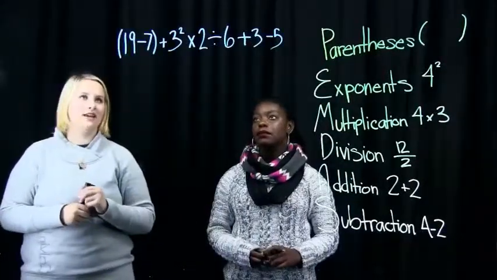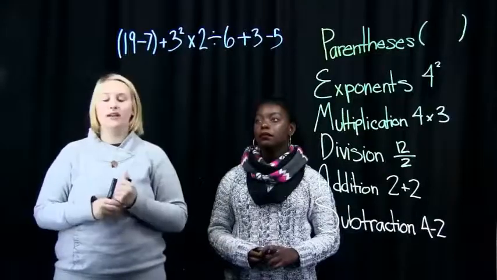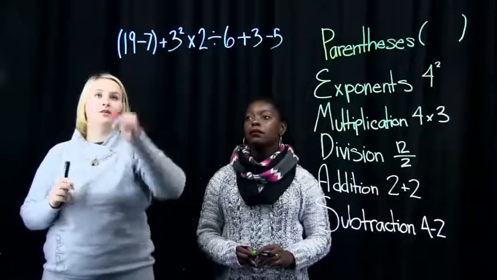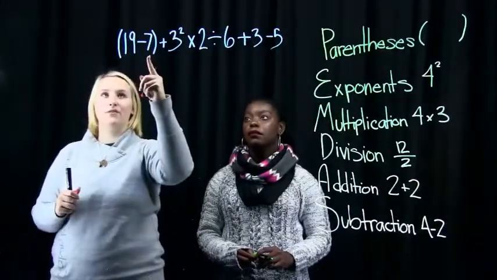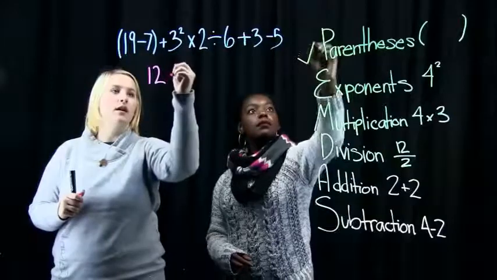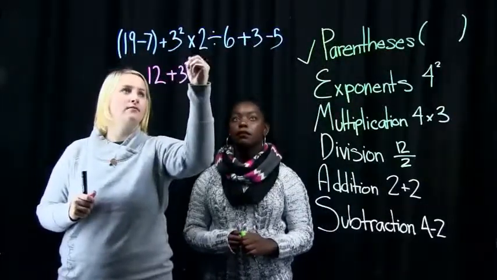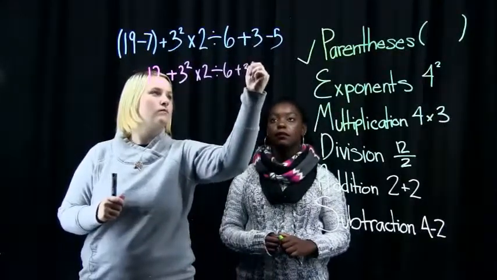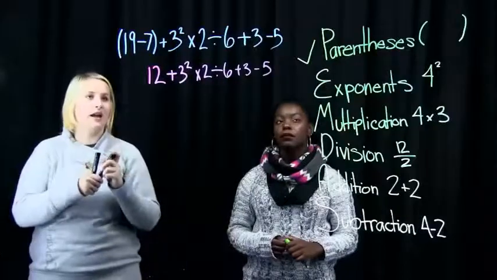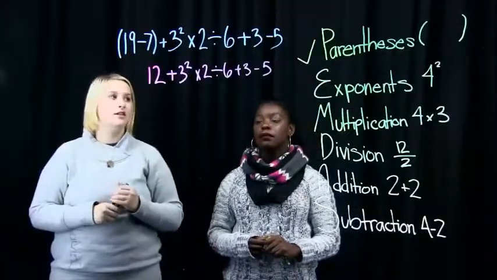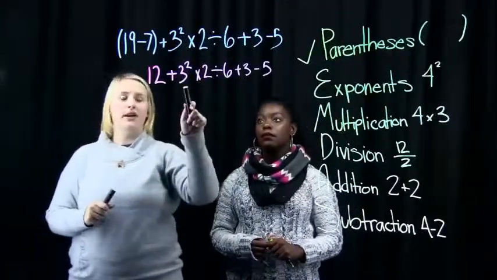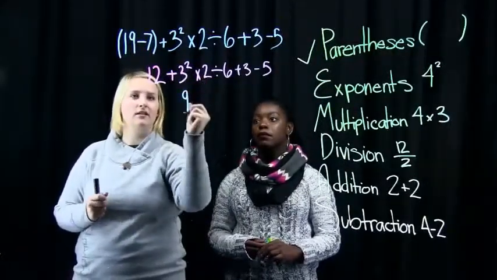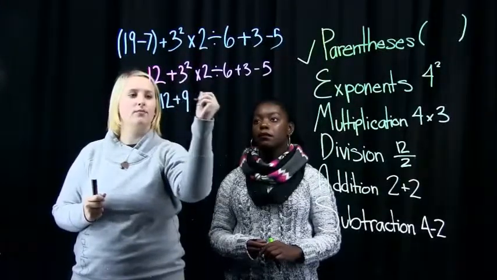Okay, so now we have our second problem. And so like we said, we're going to start with parentheses. So we look through and there's one set of parentheses here. So we're going to do that first. So we'll take 19 minus 7, which is 12. And then we're going to write out the rest of the problem again. Alright, so now is there any more parentheses? There is not, so we'll go to exponents. And there is one right here, so we're going to take 3 squared, which is 9. So we're going to write the 9, and then we'll continue to write the rest of the problem out.